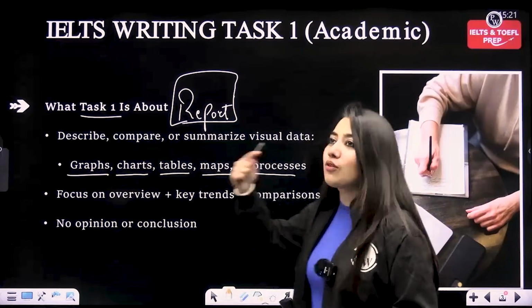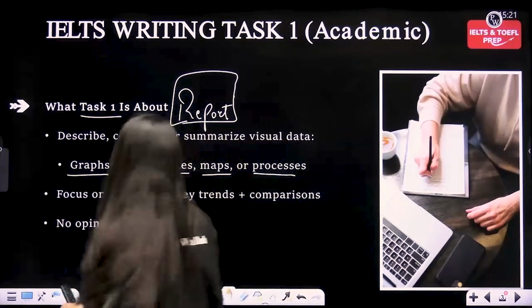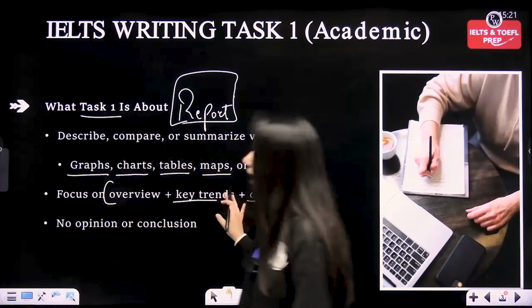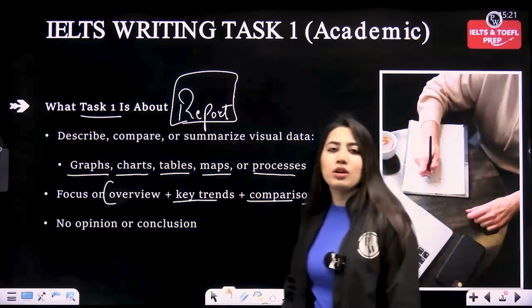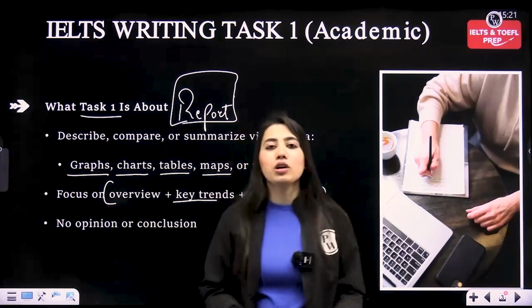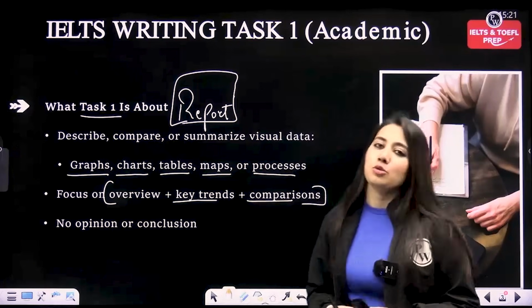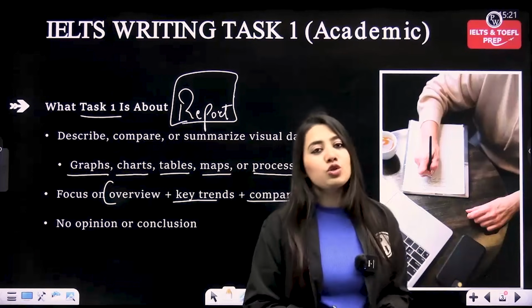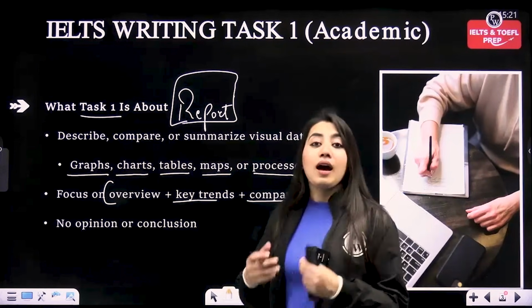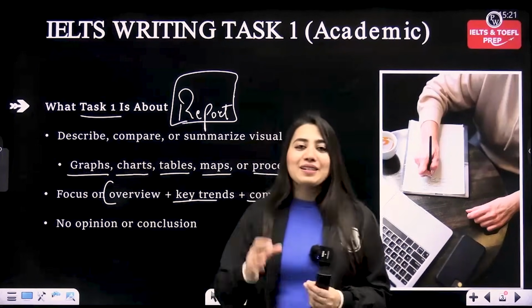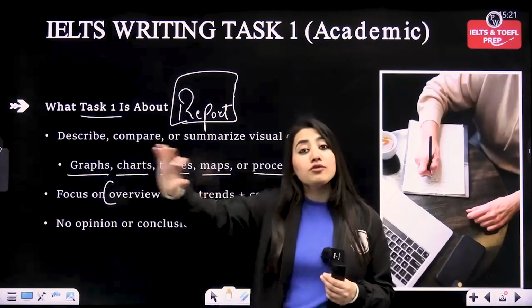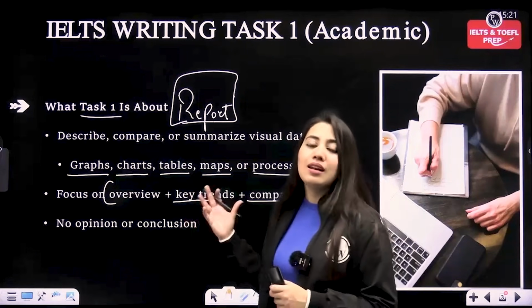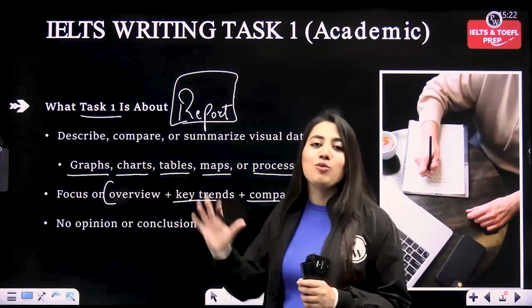Now, next is focus. Where is your focus over here? You have to focus on writing the overview, the key trends, the comparisons, always while writing. And no opinion or conclusion is needed over here. Why don't you need any opinion over here? Because it's all about the factual description. You will always be writing it in third person. You will never be writing it in first person. You can't write words like, in my opinion, I think, I believe, all these, right? It should all be written in the third person. The graph says, the illustration depicts, okay, like that. It's just the factual description. Nothing on your own you have to do. Just describe whatever is given over there.